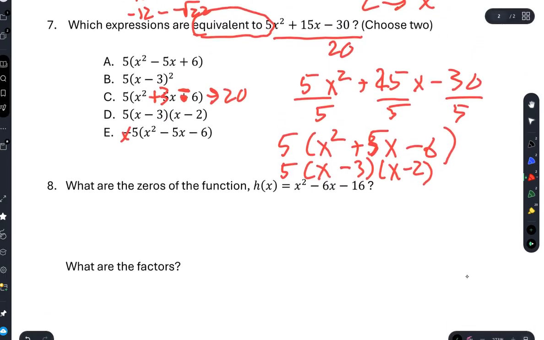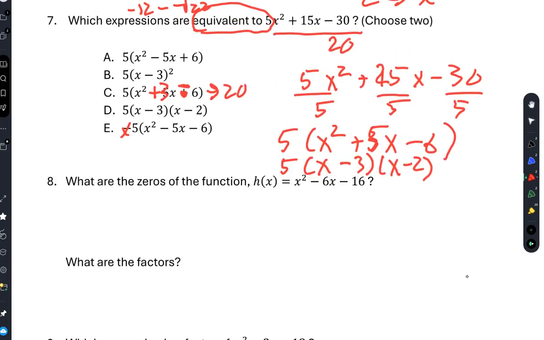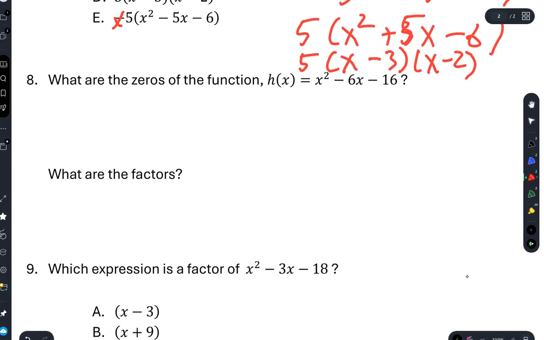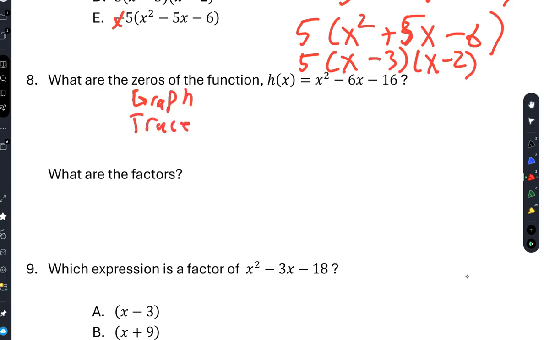Number 8, sorry this is messed up, okay? Number 8, you're just going to store and match up your stored values, okay? Number 8, the zeros of this function. Remember, to get the zeros, we're going to graph and trace to the x-intercepts. So we're going to graph and trace this, okay?